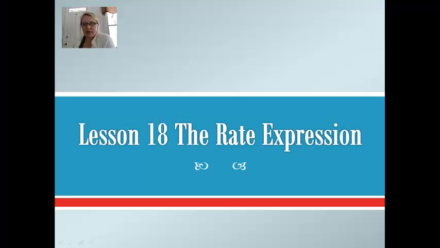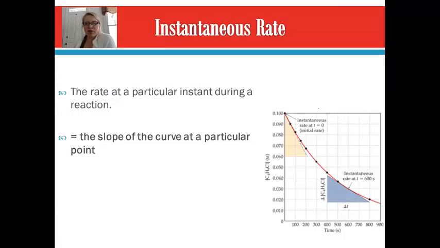This is lesson 18, the rate expression. So at any particular point in a reaction, if you're keeping track of the concentration versus time of either the reactants or products, you can find the rate at a certain time by taking the slope of a line tangent to the curve at that time. If we want to know the instantaneous rate at the beginning, or the initial rate, you would just take the slope of a line that you draw tangent to the curve at time 0.